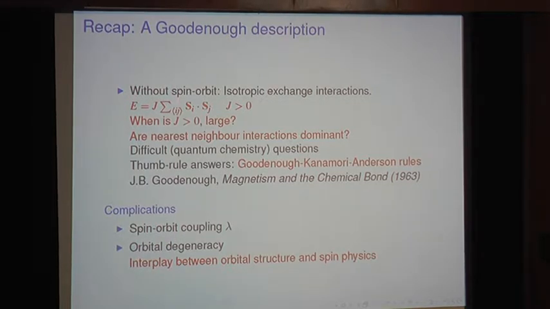We will be considering cases where J is large and positive to a first approximation. Okay? That is anti-ferromagnetism. There are of course complications to this story that come from spin orbit coupling, where the spin degree of freedom is coupled to the orbital motion of the electron. That is a relativistic effect, so it is weak except in heavy ions, but it can be important in many cases. And like I said, orbital degeneracy.